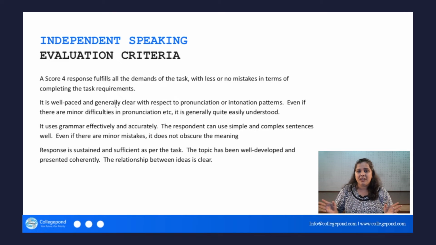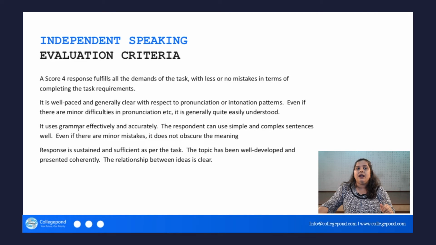But it should not be way off. So for example, if you're talking about something happy, your tone should show that. If you're talking about something sad, your tone should show that. That's very, very important. If there are some minor difficulties in pronunciation, you won't be marked down a lot, I mean.